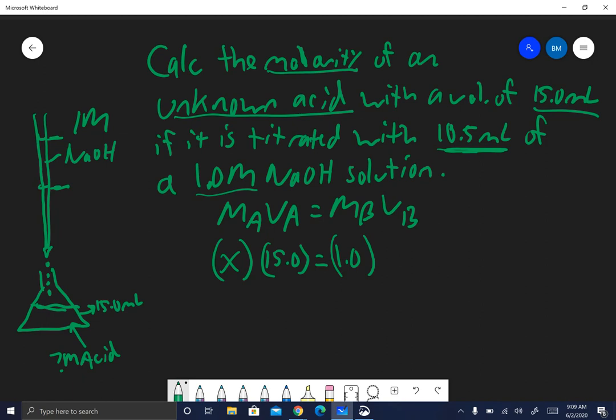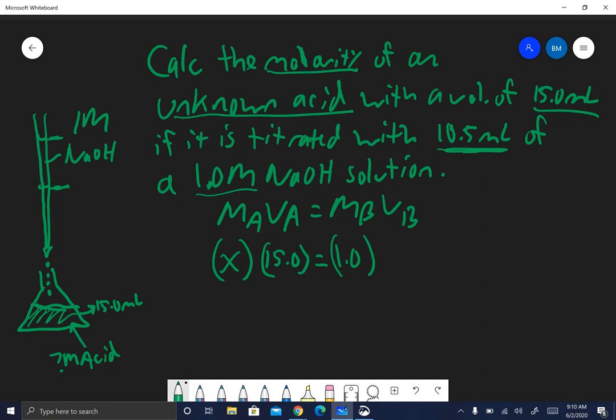Now, volume of base. How much base does it take to reach that endpoint? In this titration, you would put a couple drops of phenolphthalein in here. It would be colorless in an acid. Once the base hits it, it'll start to flash pink. You swirl it around, and eventually it stays light pink. Once this gets to be a light pink, you're done with the titration.